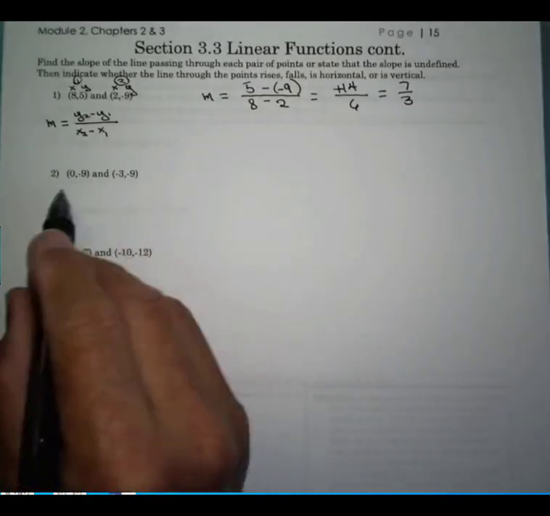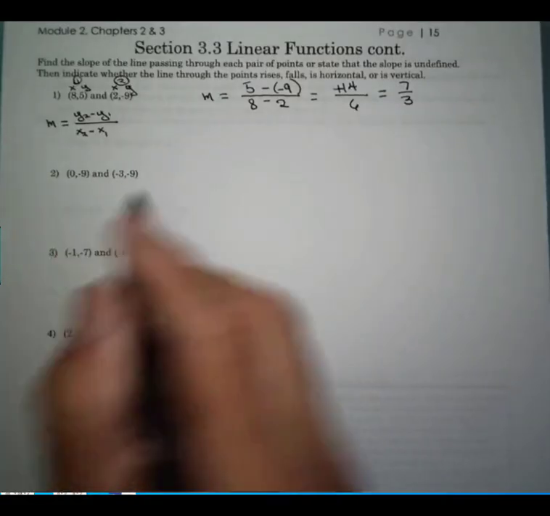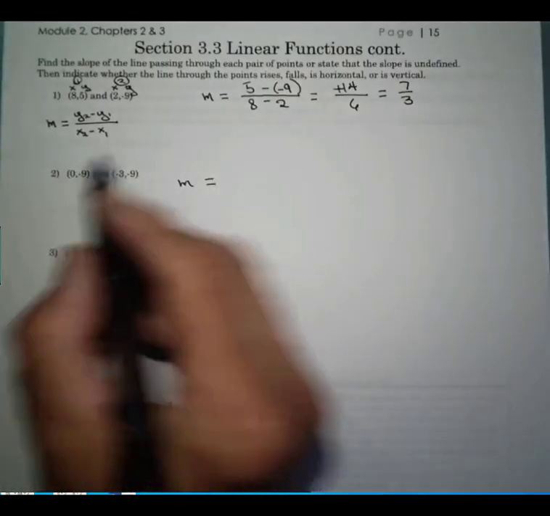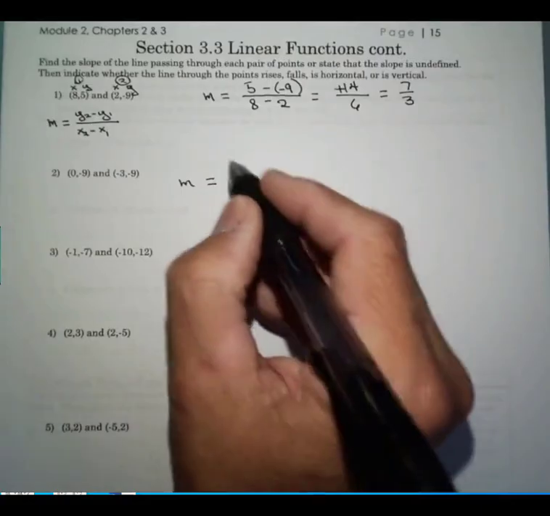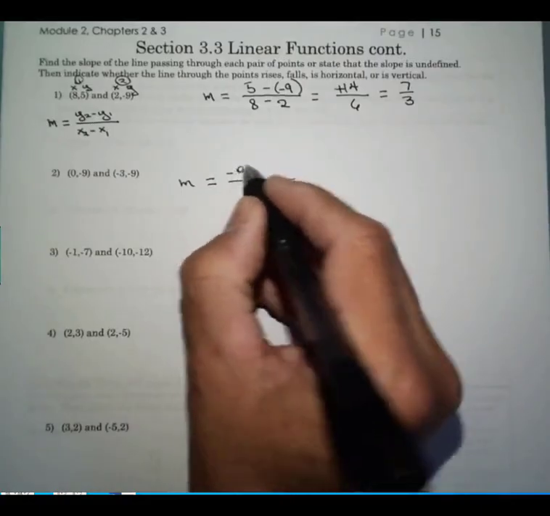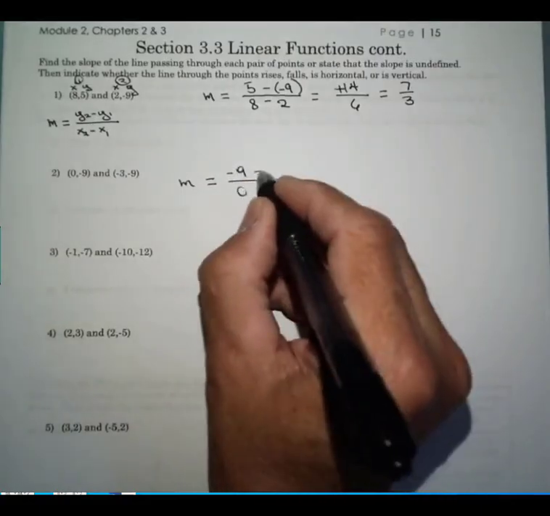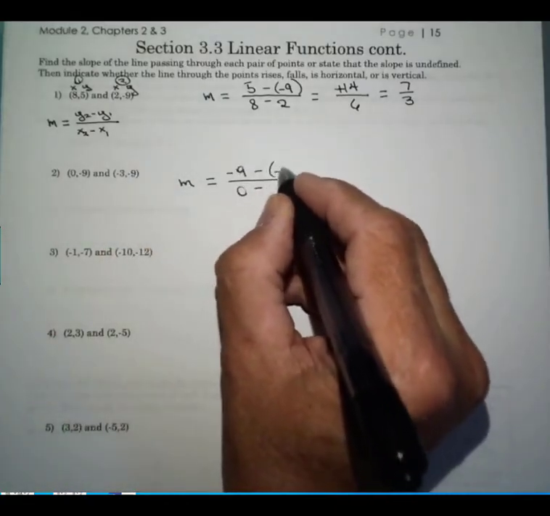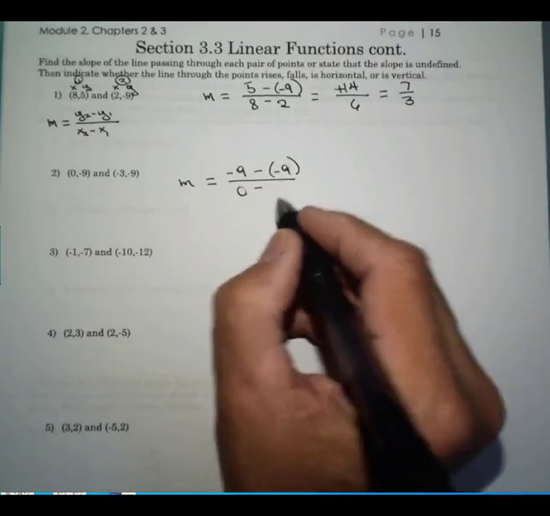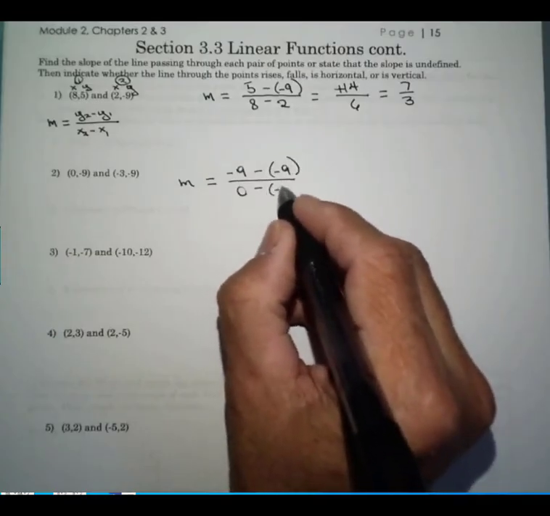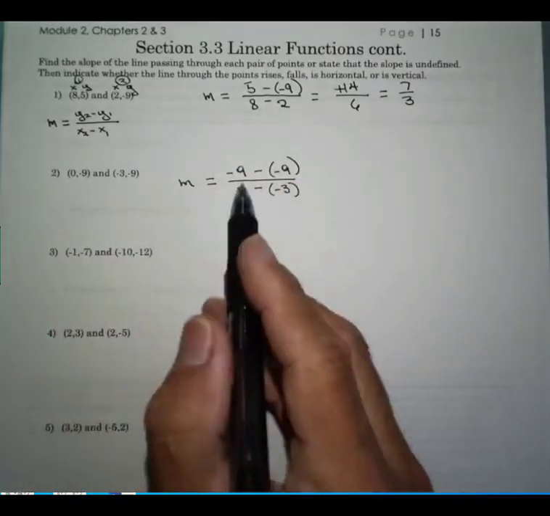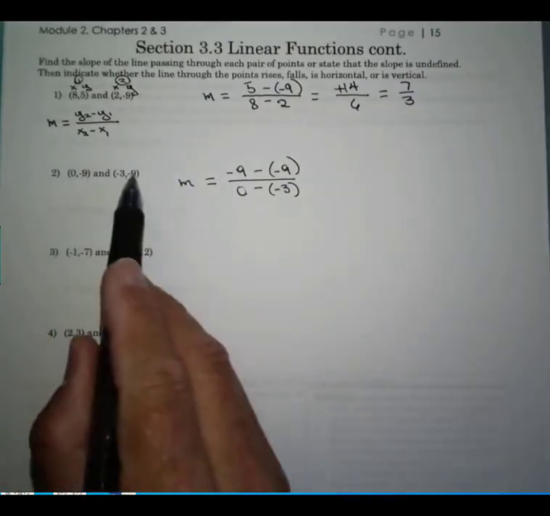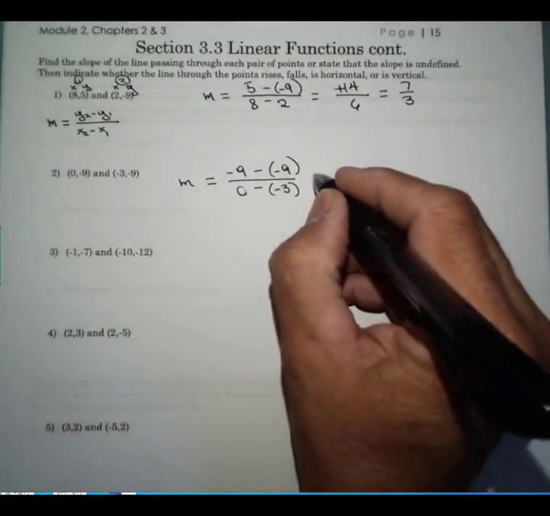Let's do another one. Like I said, it doesn't matter which point is 1 and which point is 2. So I'm going to start with this one over here. I'm going to put the y value in the numerator, x value in the denominator. I'll put my subtraction down. The next point, I'll put the y value in the numerator, and I'll put the x value in the denominator. And check it out, I did y, x, just to check to make sure I've got it right.